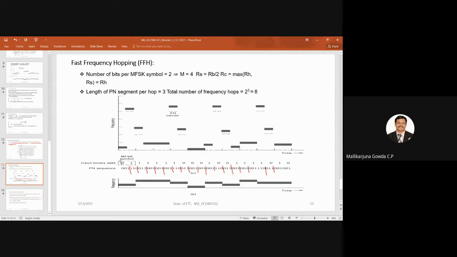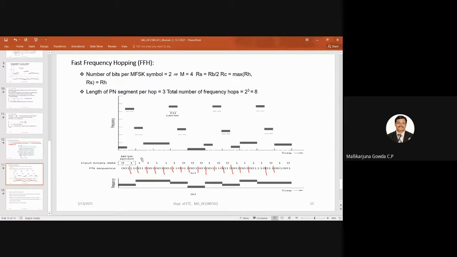So for symbol 0, 1, the first hopping frequency is FC1. That is why this is FC1. The next hopping frequency is FC6, so next it jumps to FC6. Next it jumps to FC3. That is 0, 1, 1. So for transmitting symbol 0, 1, it will be hopping 3 times. Hope you got this point? So 3 times it is hopped.